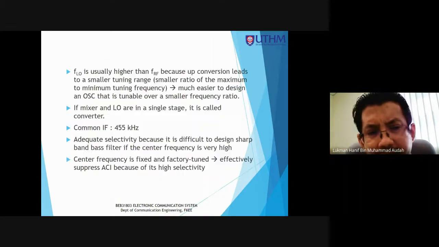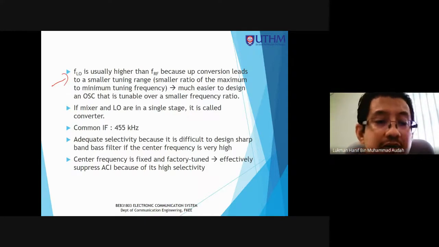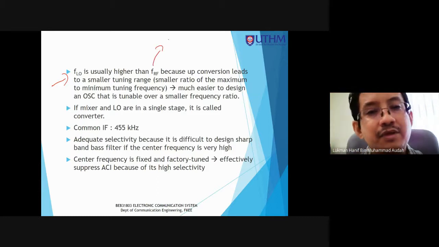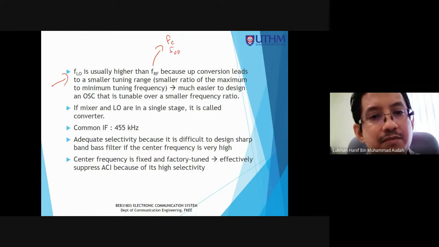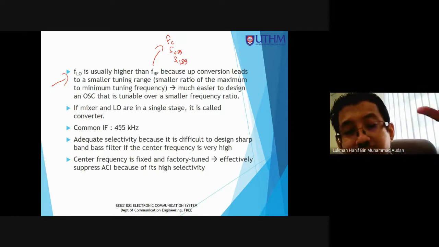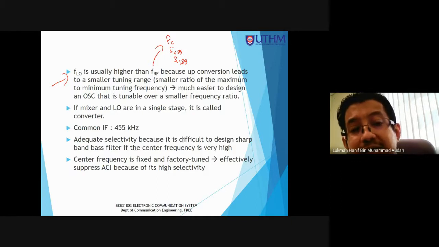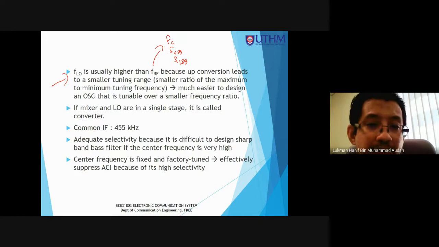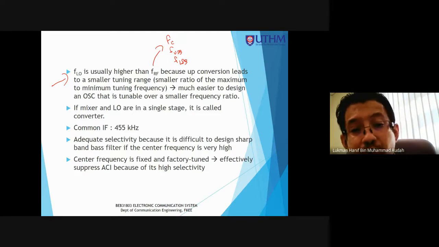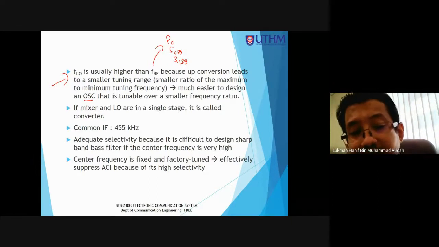Okay, and it is mentioned over here that the local oscillator frequency is usually higher than the FRF. FRF di sini merujuk kepada F carrier, F USB, F LSB. So dia bukan satu, dia semualah yang masuk tu, semua yang masuk RF itu, radio frequency band itu. Okay, because up conversion leads to a smaller tuning range. So ini kebaikan kalau kita ada local oscillator frequency yang lebih besar. Okay, so we can have a smaller ratio of maximum to minimum tuning frequencies. Much easier to design an oscillator that is tunable over a smaller frequency ratio. So this is why we use the FLO larger than the FRF.